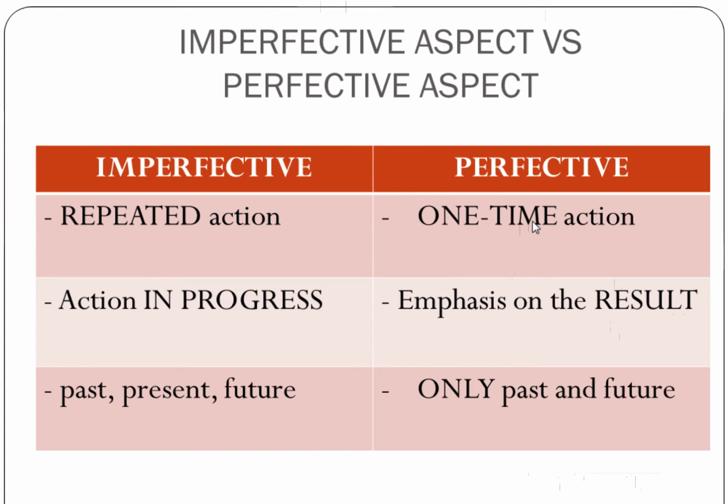And because the emphasis is on the result, I'm discussing the action when it's finished, a one-time action finished. I cannot use perfective verbs to describe present because in the present there is no result. Things are still happening. So I can either talk about something that was finished in the past, a one-time action that happened in the past, or I can discuss my plans, how I'm going to finish something in the future. With the imperfective verbs, we talk about repeated actions, habitual actions. We talk about actions in progress versus the result, finished, happening, in progress. And we can use these verbs in all three tenses, past, present, and future.